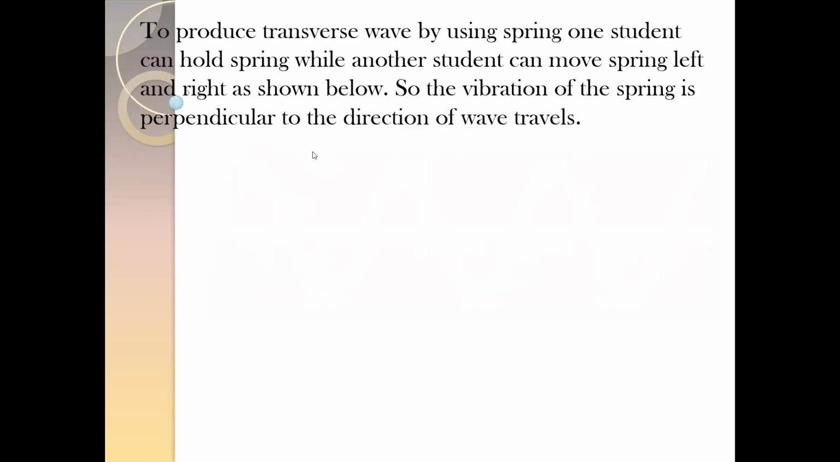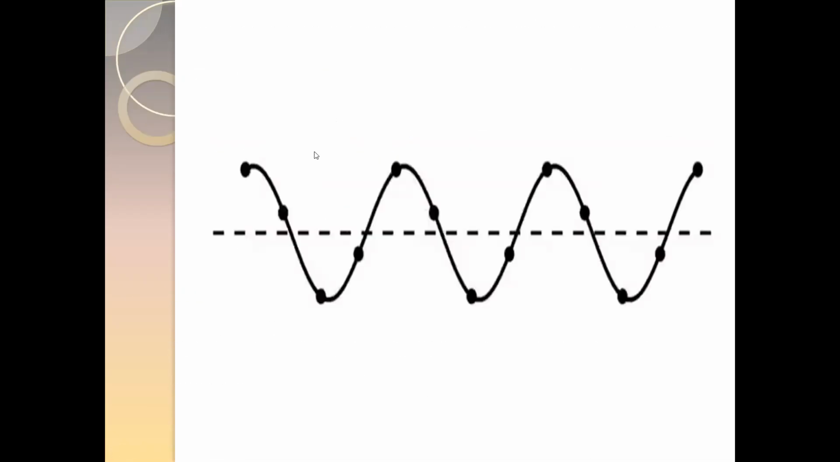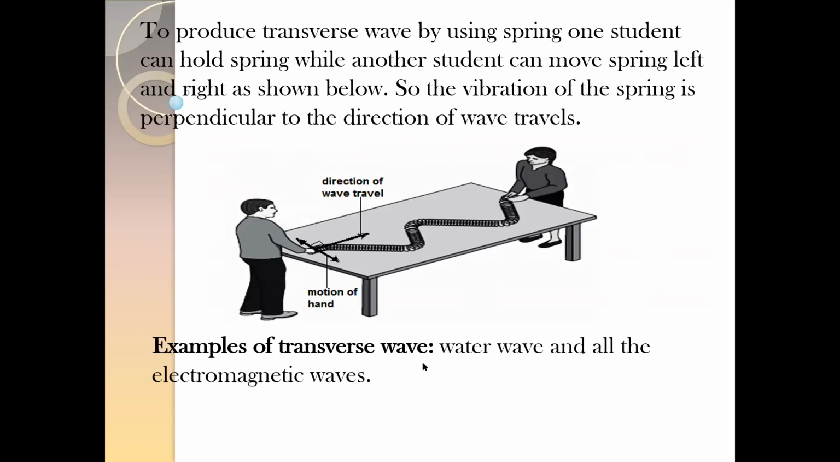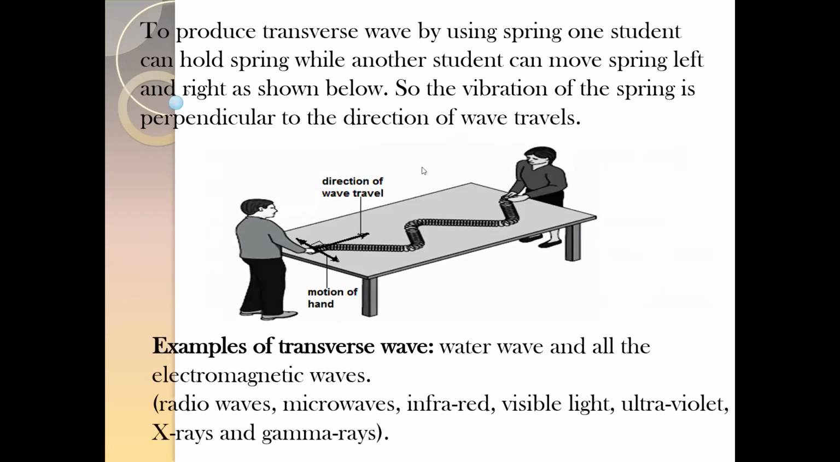Whereas if the movement of the particle is parallel to the direction of the wave, that is known as a longitudinal wave. Some examples of transverse waves are water waves and all electromagnetic waves. All electromagnetic waves do not require a medium and can travel through a vacuum. They are all transverse, and include radio waves, microwaves, infrared, visible, ultraviolet, X-rays, and gamma rays.